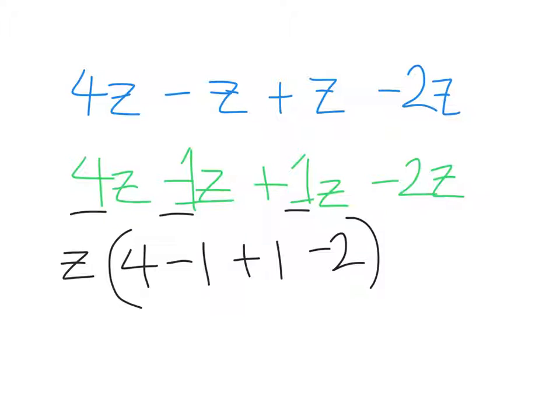So when I do the math on the inside, it's going to be 4 minus 1 plus 1 minus 2. So 4 minus 1 is 3. Plus 1 is going to be 4, minus 2 is going to be 2. So that would just be equal to, if we were to rewrite it the correct way, 2z.